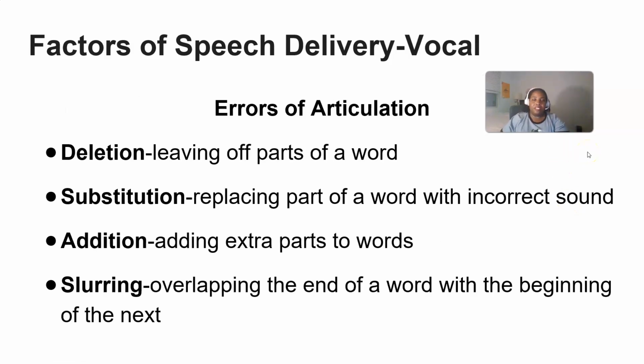There are also different areas of articulation we have to be careful of, such as deletion, leaving out parts of a word, and substitution, replacing parts of a word with an incorrect sound. In addition, there is adding extra parts to a word, or slurring, which can happen when we speak too fast. That's happened to me many times, where there's an overlap of one word with the beginning of the next. So just be careful, practicing your speech, practicing pronunciation, and making sure we speak at a moderate speech rate can help alleviate a lot of these errors of articulation.